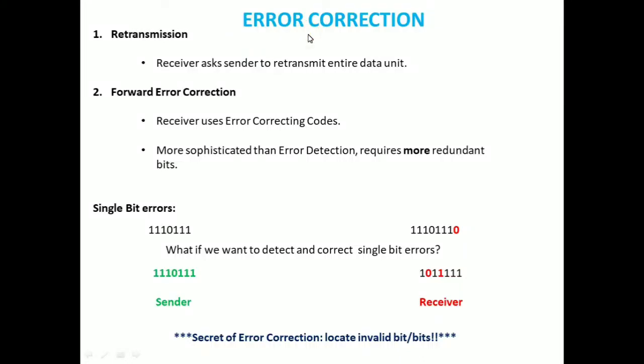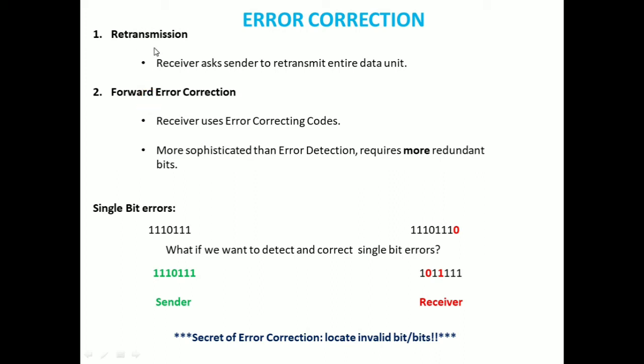Error correction. In the previous lectures we have discussed the error detection mechanisms, right? So in this lecture we will be discussing error correction mechanisms. Error correction can be handled in many ways. The two most common error correction mechanisms are retransmission and forward error correction.